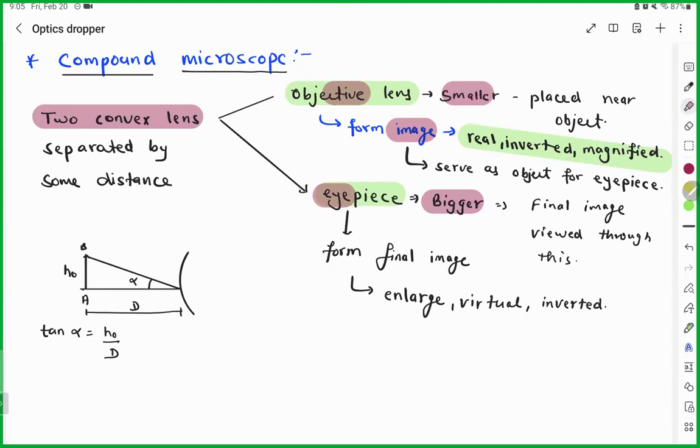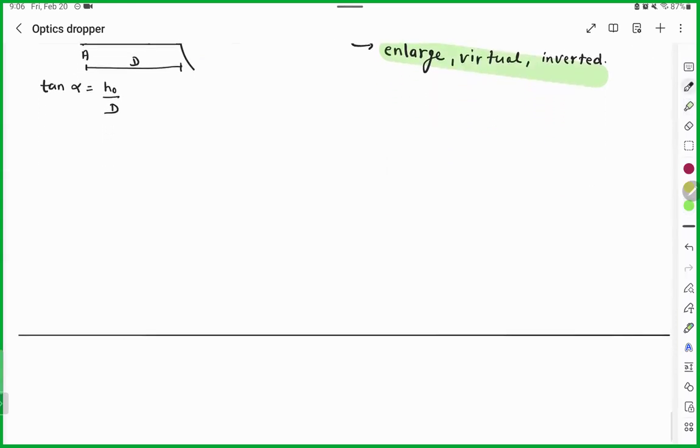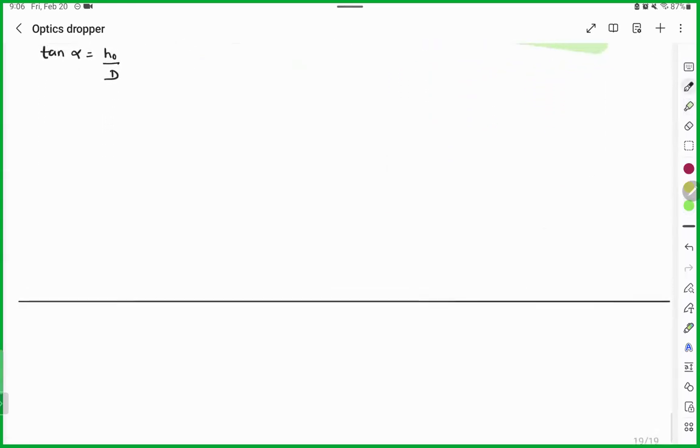Next, the image formed by the objective lens is real, inverted, and magnified, which will work as the object for the eyepiece. And the eyepiece will form the ultimate final image, which is enlarged, virtual, and inverted. I told you the theory as of now. Now I'll tell you in a diagram how to draw this.